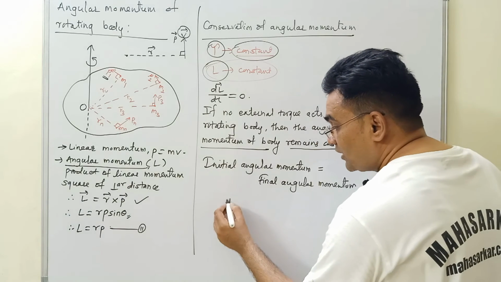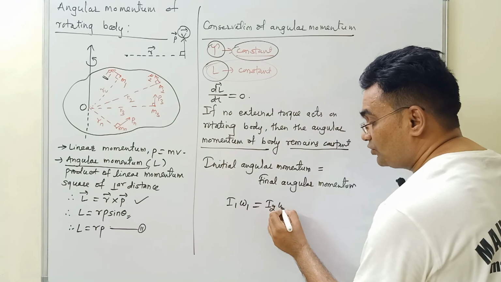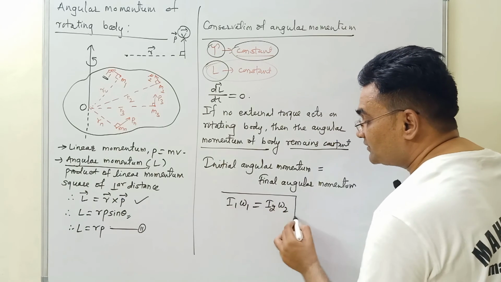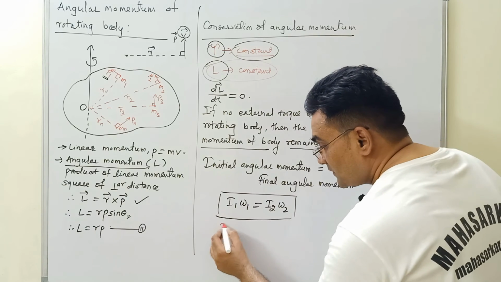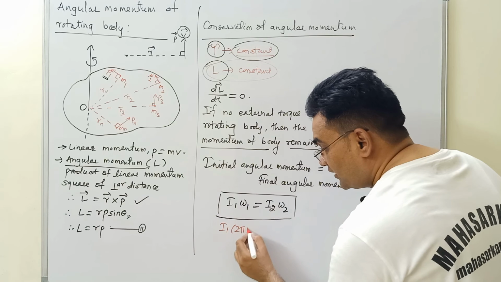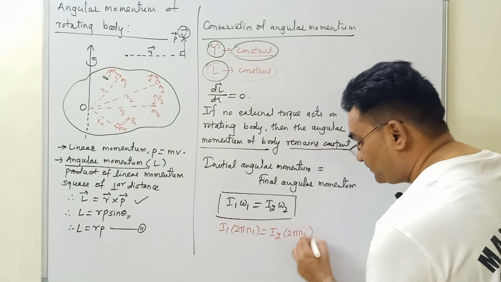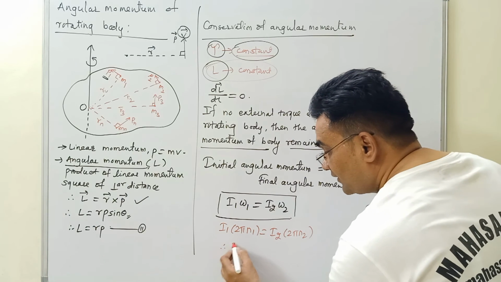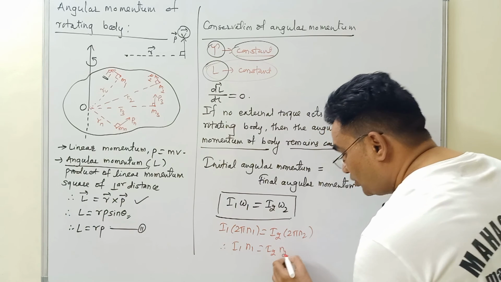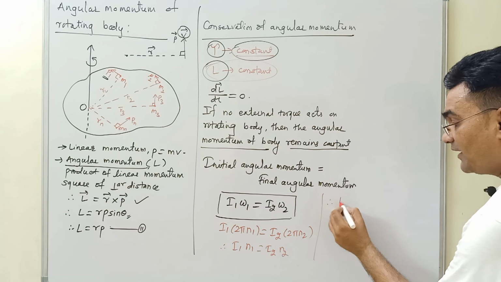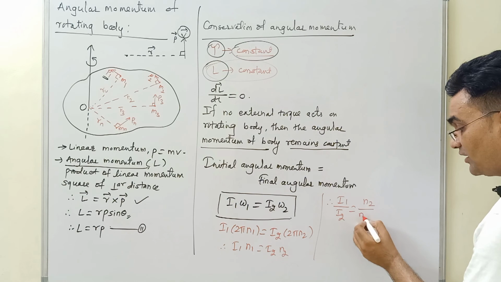Therefore initial angular momentum, say I1 omega 1, can be equal to what? I2 omega 2 and so on. Equations of this type are very necessary for you. If I put the value of omega 1 again in terms of frequency, then I1 into 2 pi n1 equal to I2 into 2 pi n2. 2 pi will get cancelled and I will get I1 n1 equal to I2 n2, or the ratio I1 upon I2 can be equal to n2 upon n1.